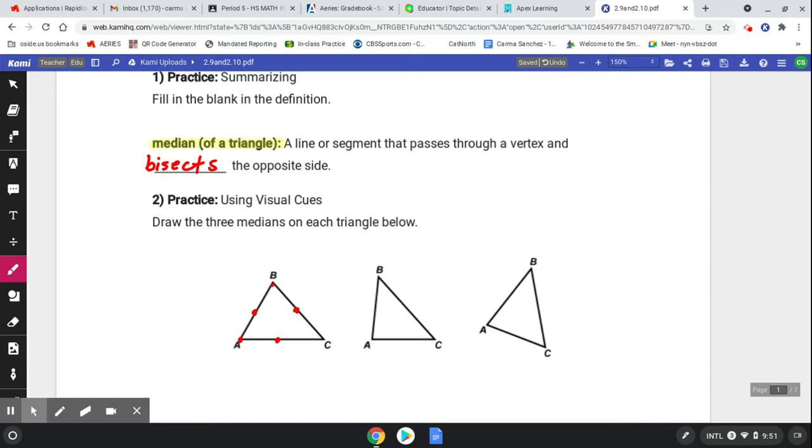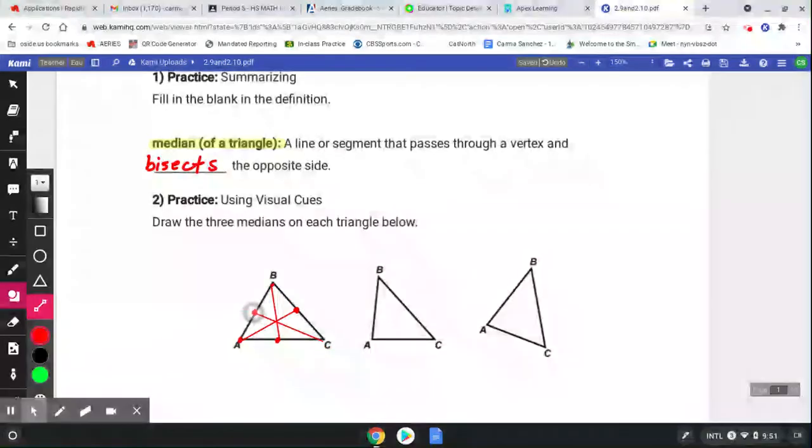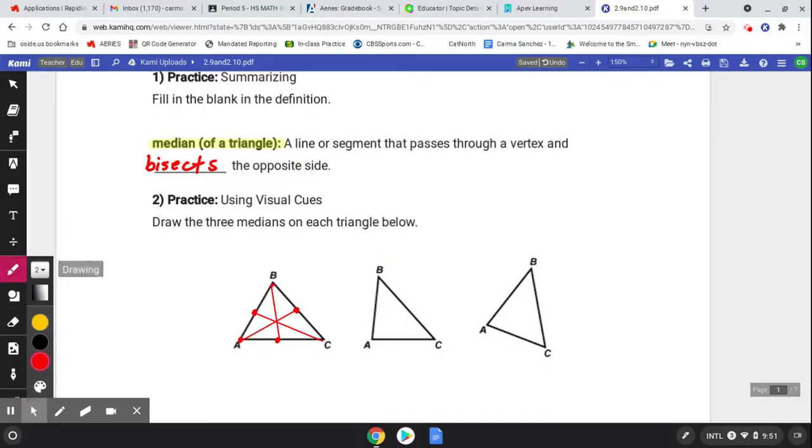Now there is a way to do this with a compass where we actually use a tool to see exactly where the middle is. But for the purposes of our sketching, we're just going to hand draw the best we can. So point A to the midpoint would go like that. The vertex B to the midpoint, maybe like that. And vertex C to the midpoint, something like that.